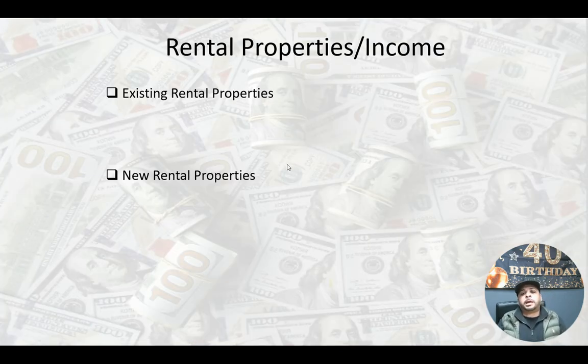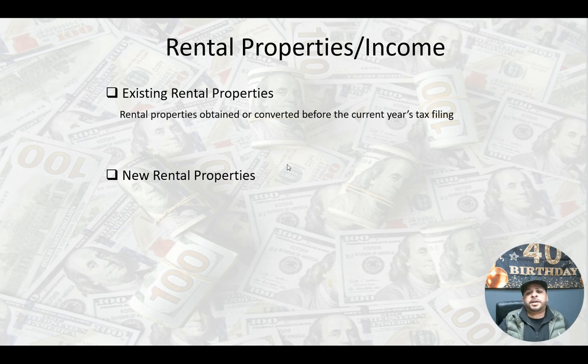Rental properties and income is another category, our last category of income. So you have 2 main categories of rental properties. You have rental properties that you obtained some time ago. They're already in operation. They're already in your tax returns. And then you have newly acquired rental properties.